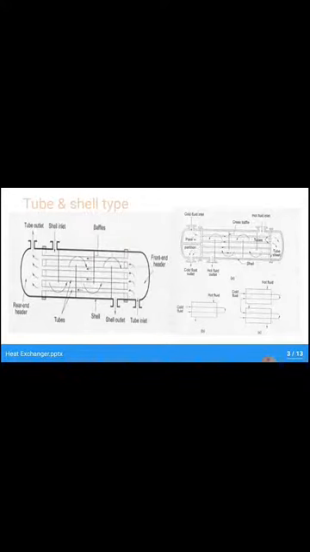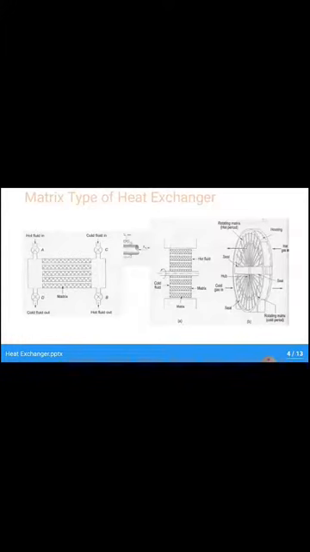As per the purpose, in heavy industrial applications we use this kind of heat exchanger. Now our third type is the matrix type of heat exchanger. If you look at figure number 1, in the matrix type heat exchanger, from tap number 1 we provide one fluid, that fluid passes through the matrix, and from tap number 2 it goes outside.